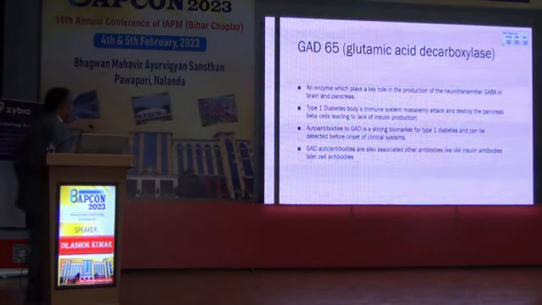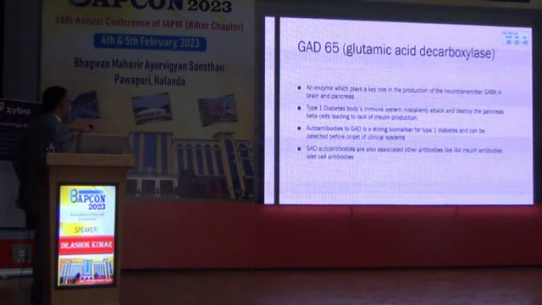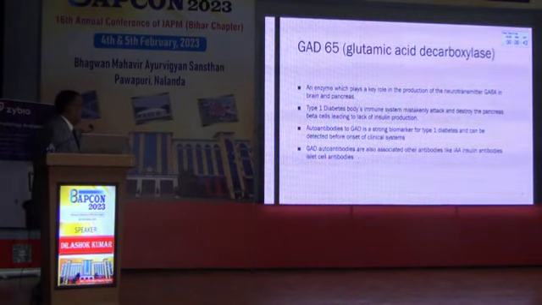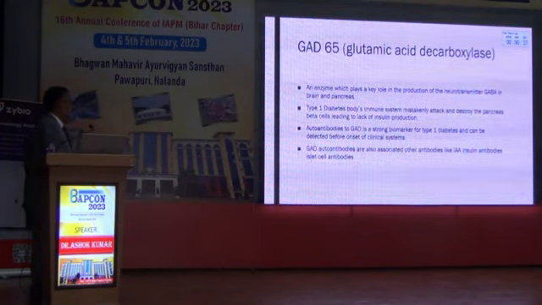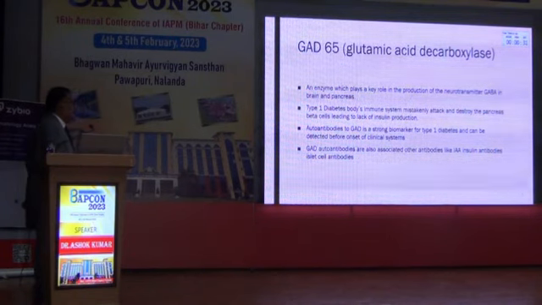GADA antibody is also associated with the insulin associated antibodies and islet cell antibody. In some cases, GAD65 is present, but its presence alone is not diabetes. As I have explained before, at least two autoantibodies are required to diagnose type 1 diabetes.